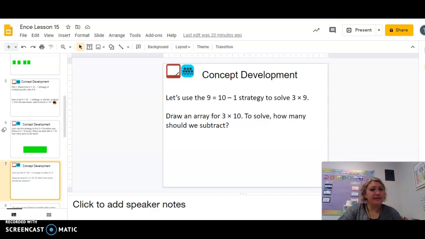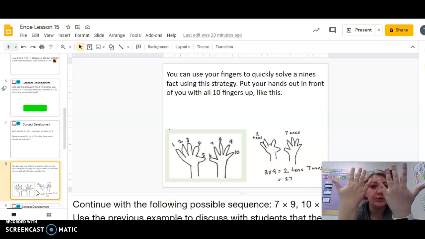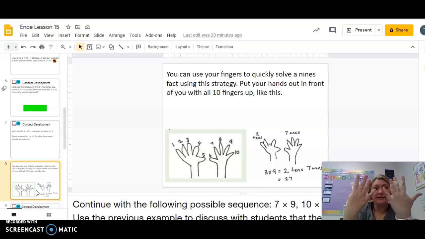Okay, so there are 2 ways to solve 9's problems. Here's another way. You can use your fingers to quickly solve a 9's fact using this strategy. So 9 times 1. I put down my thumb, which is my first finger, and I have 9 fingers. 1 times 9 equals 9.